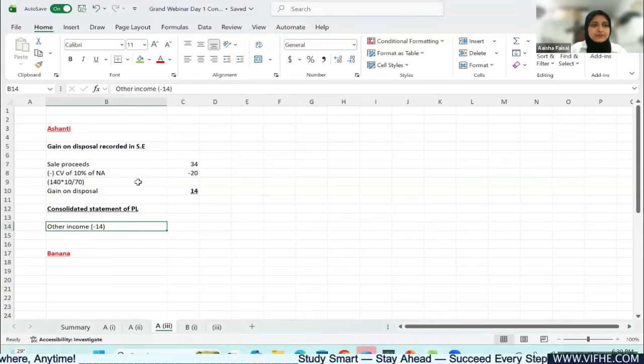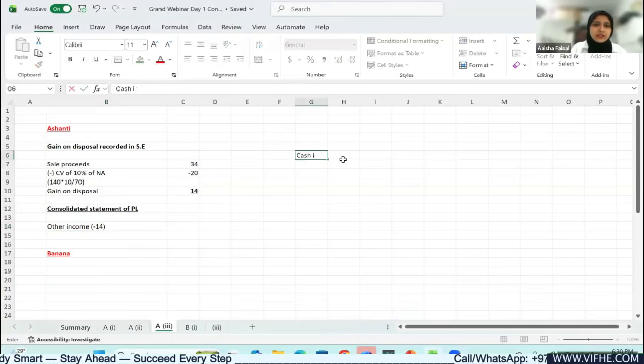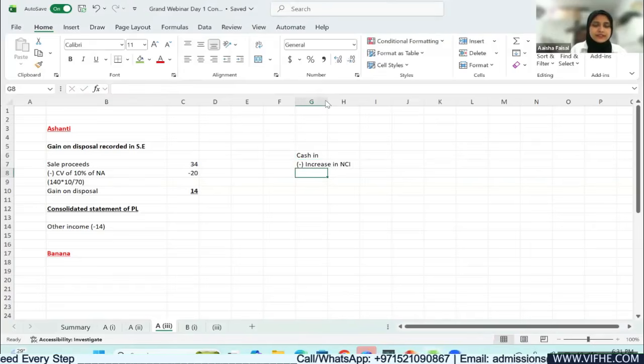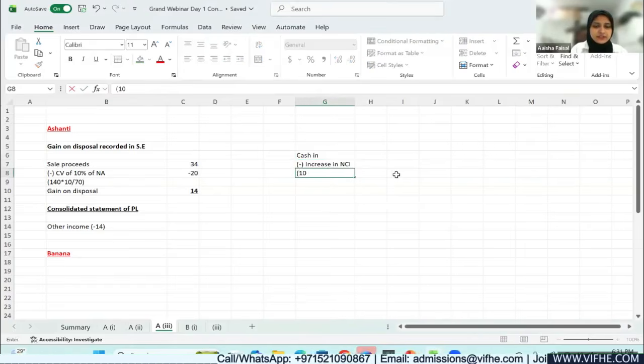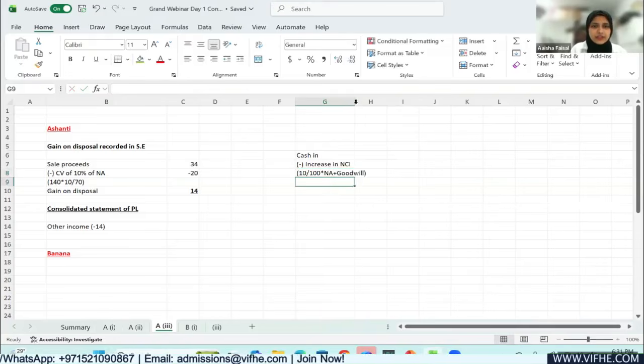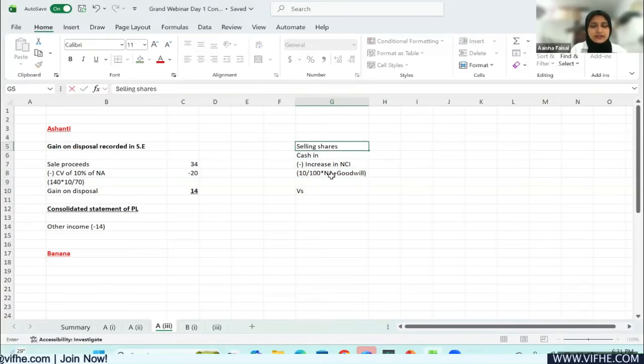Okay. So, guys, normally when you do a sale of shares where it's a control to control situation, you do cash in, less increase in NCI. And how do you do the increase in NCI? Percentage increase. So you take a 10 by 100 of the net assets. And if it's a full goodwill method, then plus goodwill also. And if there is any adjustment, then okay, this is how you do it. Your denominator is 100, versus this is when you're selling shares. And this is a control to control scenario.